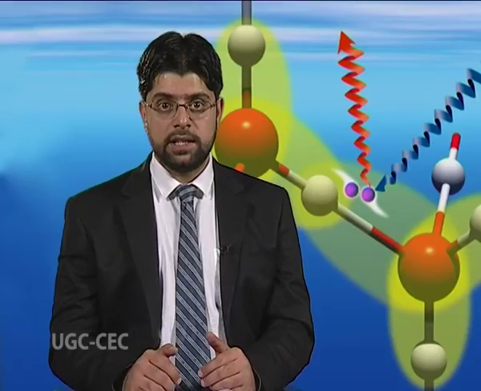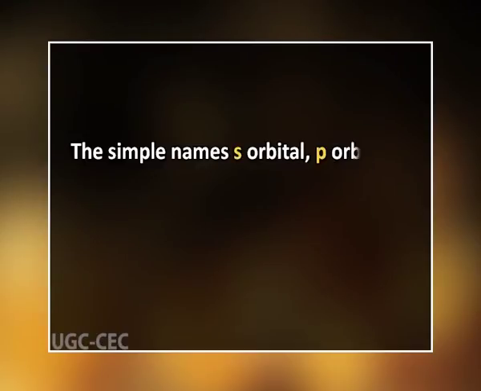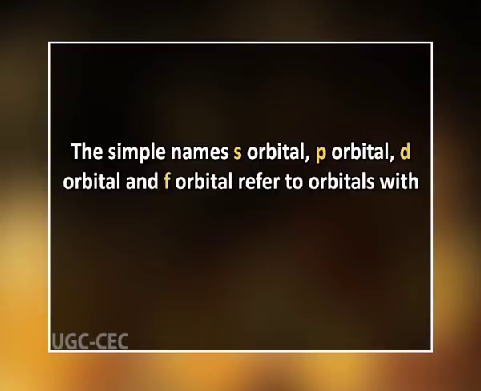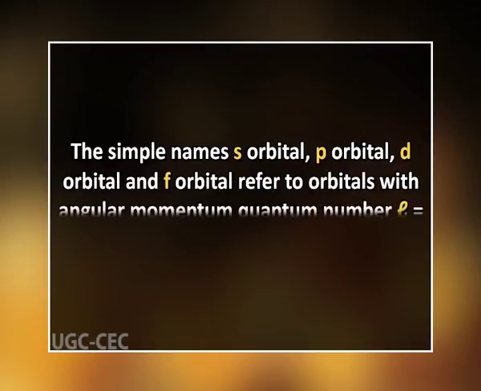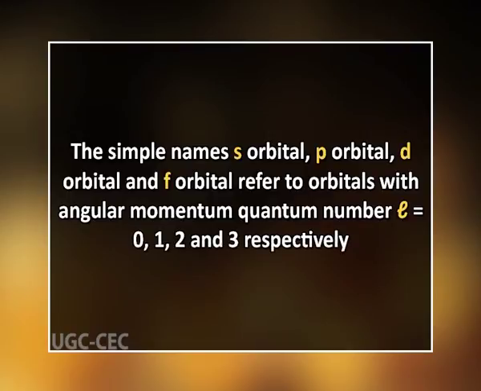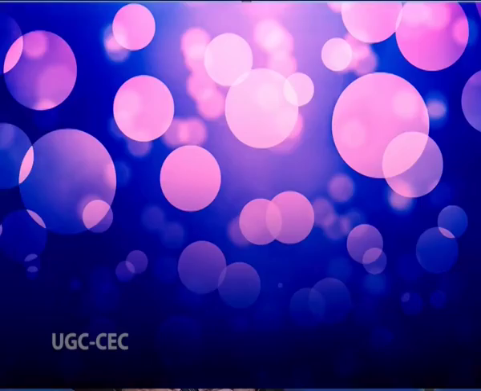Each such orbital can be occupied by a maximum of 2 electrons, each with its own spin quantum number s. The simple names s orbital, p orbital, d orbital and f orbital refer to orbitals with angular momentum quantum number l equal to 0, 1, 2 and 3 respectively. These names together with the values of n are used to describe the electron configuration of atoms.